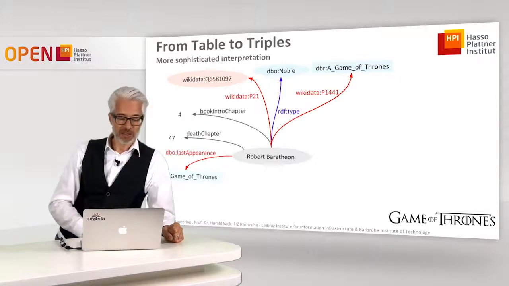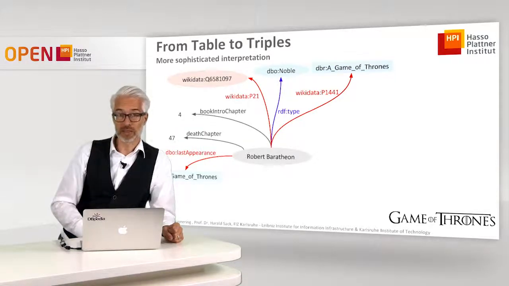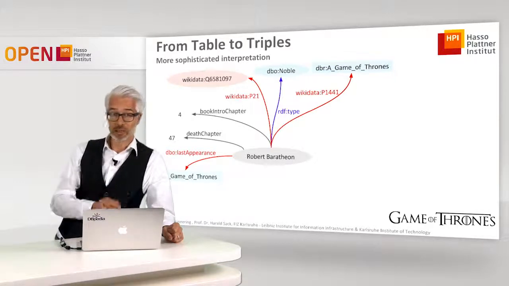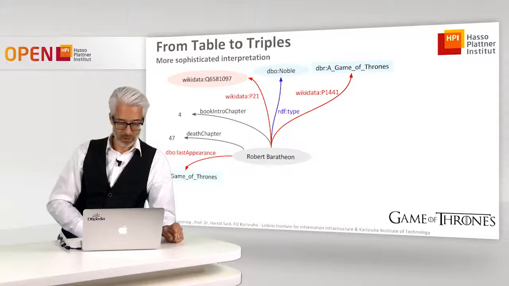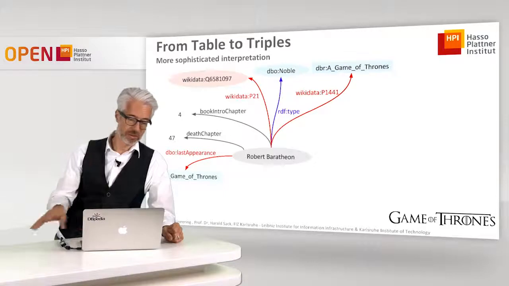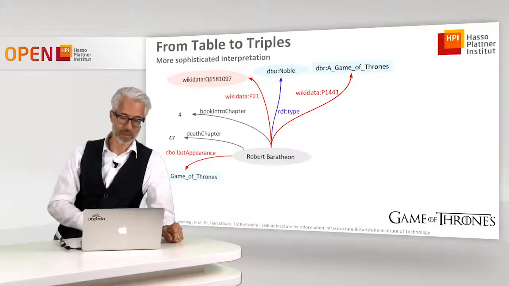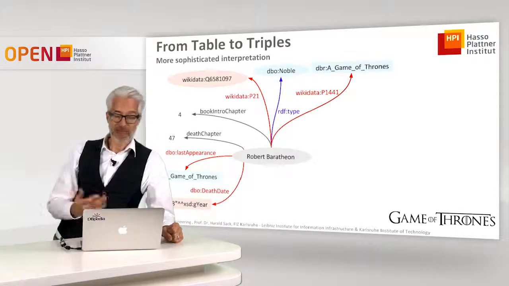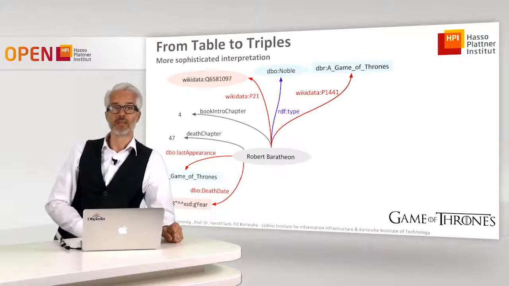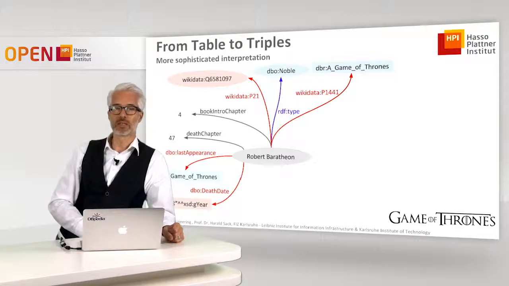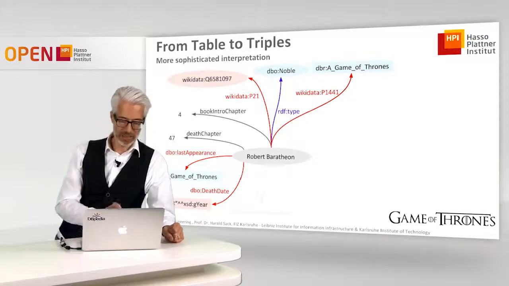Next one, I have found something like a last appearance. So if a character has a last appearance in some book, in some movie, you can use exactly this property from the DBpedia ontology, and then you can encode that Robert Baratheon has his last appearance in the first book, A Game of Thrones. And you will also find death date, you will know that already. So then the death date of Robert Baratheon is here 298, and I have converted this to a typed literal, and I have made a year out of that.